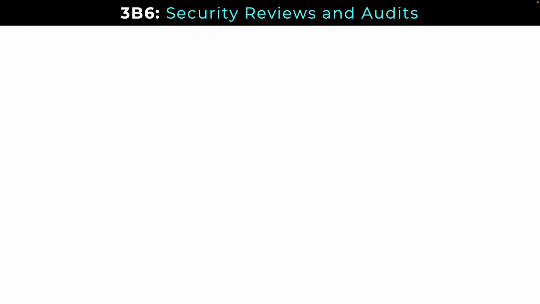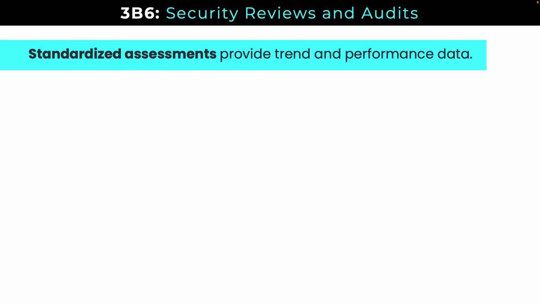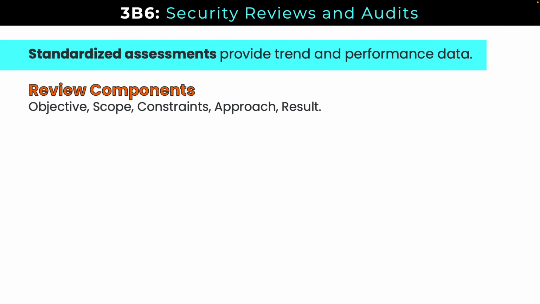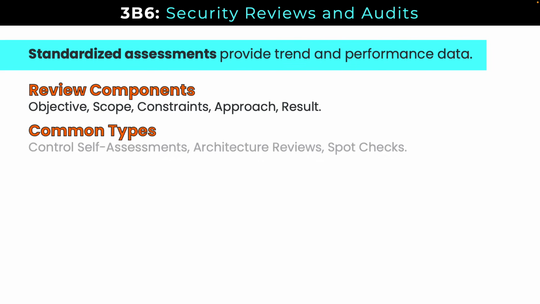Next, let's talk security reviews and audits. So standardized assessments provide trend and performance data. We have quite a few options here, but we want to look at the components of any given approach to understand its objective, its scope, its constraints, the approach, and result. Common types of assessments: we have control self-assessments, which would be focused on security controls, architecture reviews, spot checks, where we might look at a very specific area of the environment.